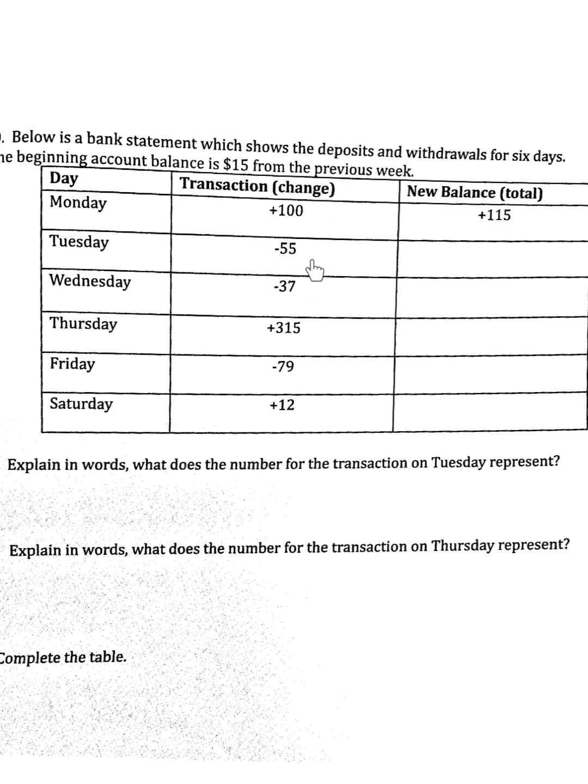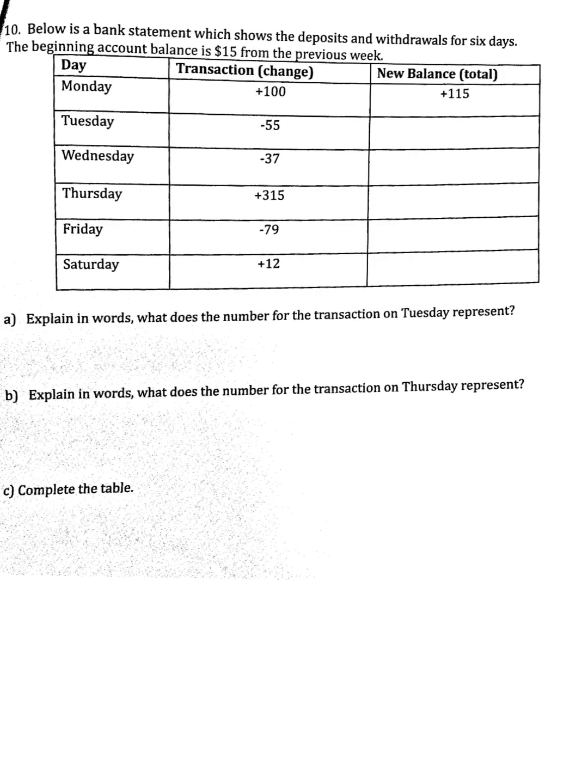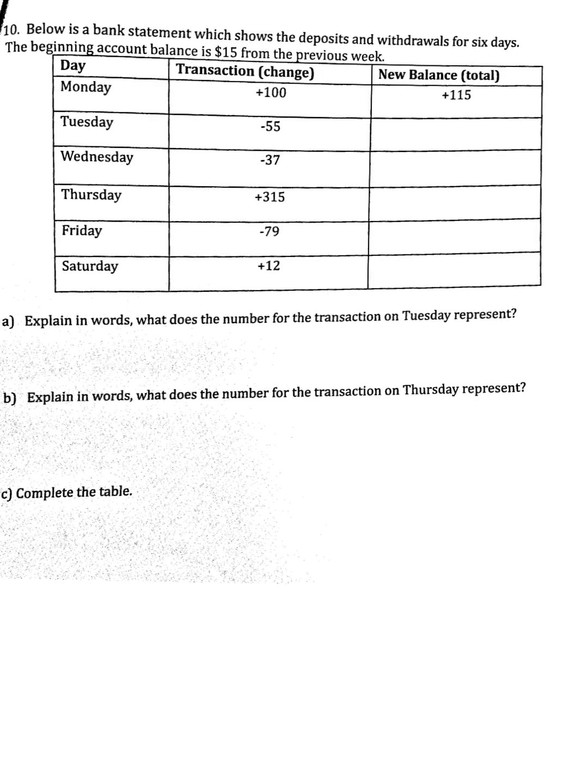Tuesday, it says minus 55. So when we're talking about this Tuesday transaction, we are talking about losing money, and losing money is a withdrawal. Okay, so you're taking out the money for any reason, to spend it, just to take it out of the account, whatever it is. So we are going from 115 down or subtracting 55 from it. So that's going to take us to $60. I'm going to put that in the chart.